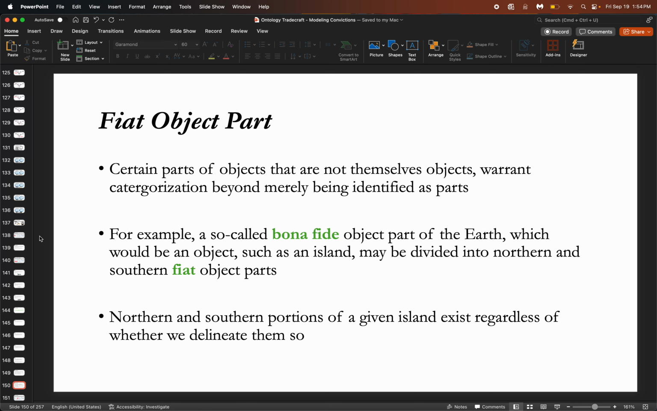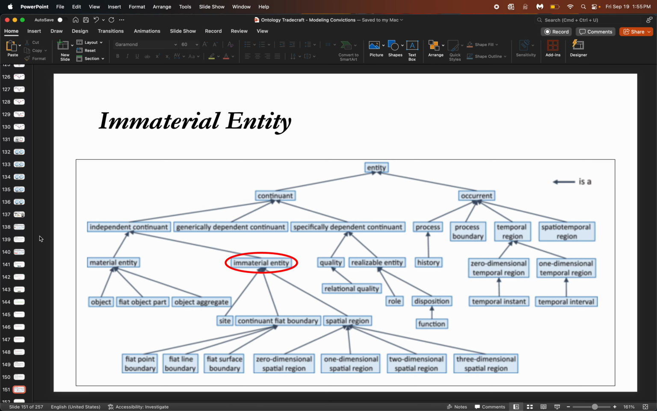These are worthy of taking seriously, like Ireland, for example, and differences in the north and the south. Differences in parts of these portions of a given island exist regardless of whether we delineate them so, and they are kind of bona fide objects worth identifying and naming nonetheless.